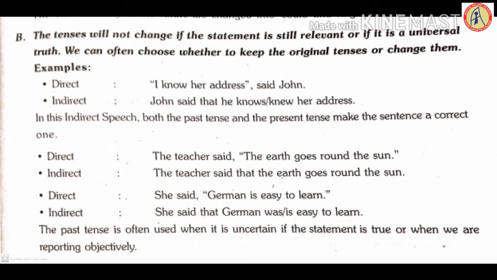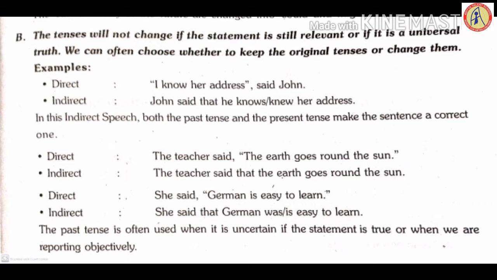If the sentence is a fact or it's a proverb, the tense is not going to be changed. We can often choose whether to keep the original tense or change them. "I know her address," said John. So you can write, John said that he knows her address. Or if you want to change it into the past, he knew her address. In this indirect speech, both the past tense and the present tense make the sentence a correct one.